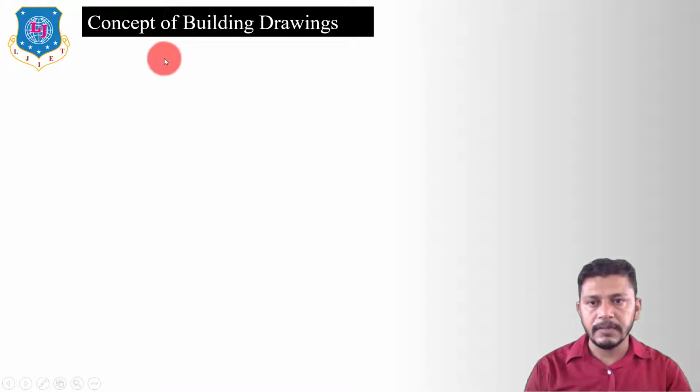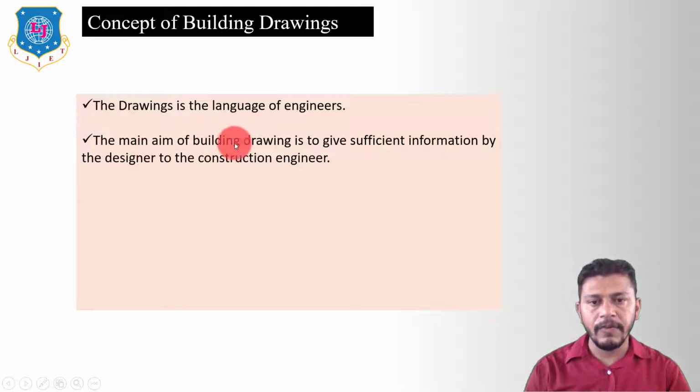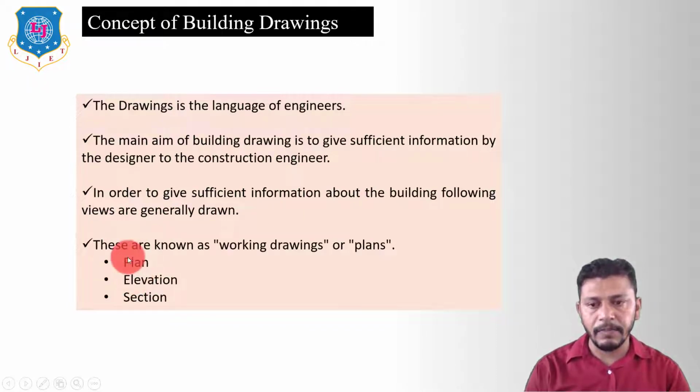Now let us discuss the basic concept of building drawing. As we all know, drawing is the language of engineers. The main aim of building drawing is to give sufficient information from the designer to the construction engineer. In order to give sufficient information about the building, the following views are generally drawn: the front view, known as the elevation, the plan, known as the top view, and the sectional view of the given building.